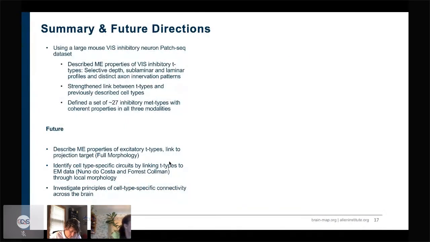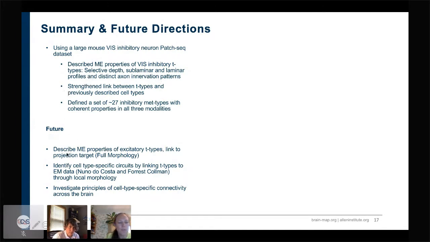Okay, so I'm moving on to my summary slide here. Using our large mouse visual cortex inhibitory neuron Patch-seq data set, we're able to describe the morpho-electric properties of inhibitory T-types. They have selective depth, sublaminar, and laminar profiles, and distinct axonal innervation patterns, particularly for the SST MET types. We've been able to strengthen the link between T-types and previously described cell types in the field. And then we've defined a set of 27 inhibitory MET types with coherent properties in all three modalities.